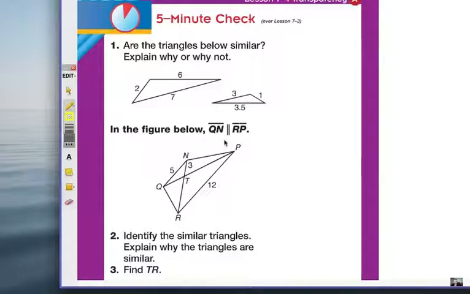Next part, QN is parallel to RP. So here's QN and here's RP, and those are parallel lines. So that should tell you something about some angles in there, right? Now you're going to identify all the similar triangles and why the triangles are similar, and that'll be either side-side-side, side-angle-side, or angle-angle. Okay, those are the properties and the theorems that you have studied with similar triangles. And then using that information, number three, find the length of TR. All right, good luck. Pause the video and come on back.